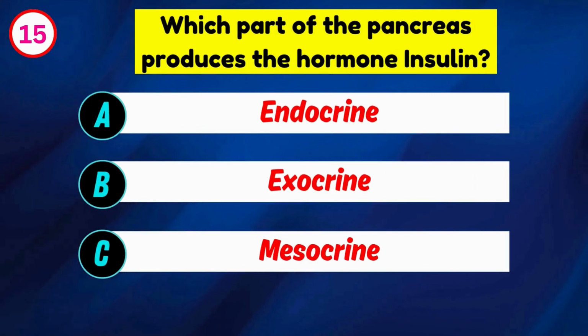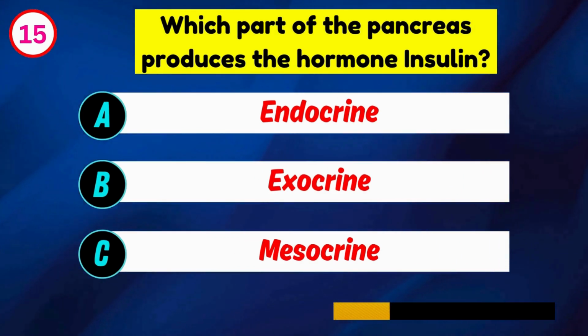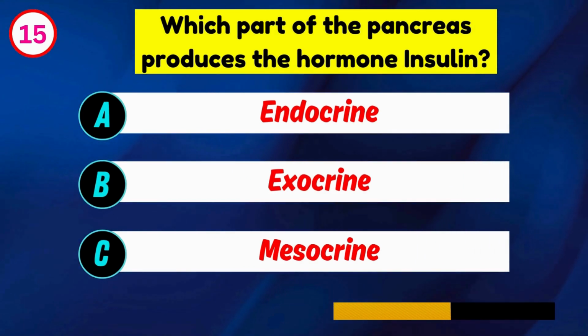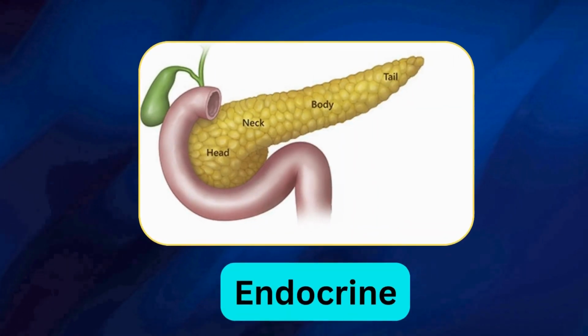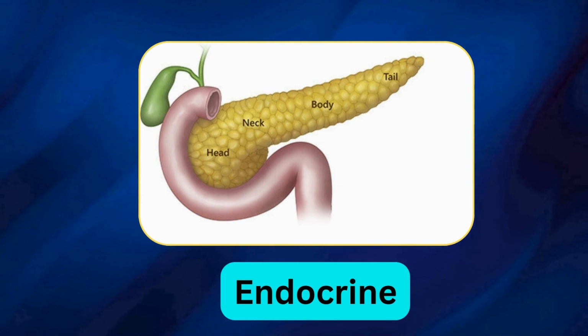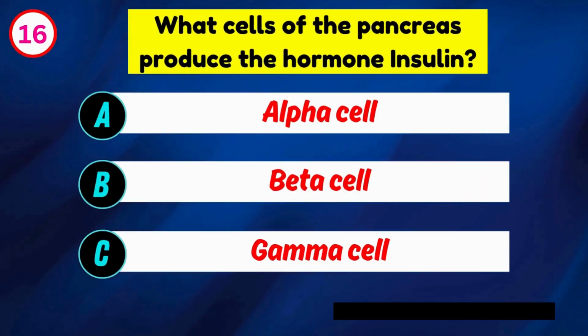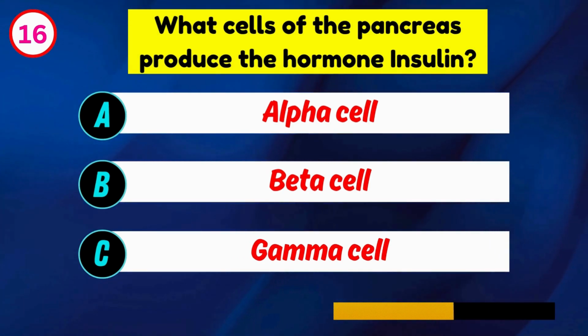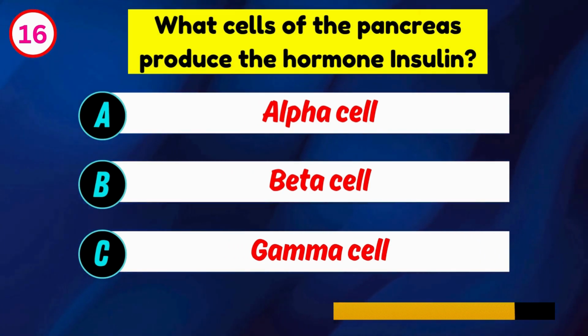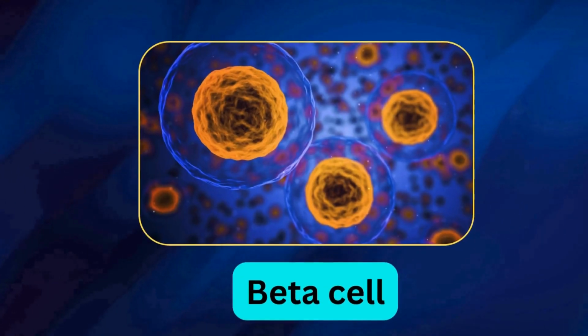Which part of the pancreas produces the hormone insulin? Endocrine, exocrine, mesocrine. Endocrine. What cells of the pancreas produce the hormone insulin? Alpha cell, beta cell, gamma cell. Beta cell.